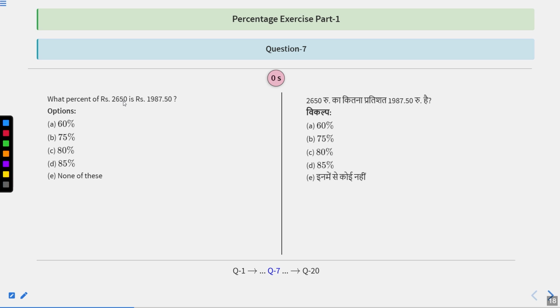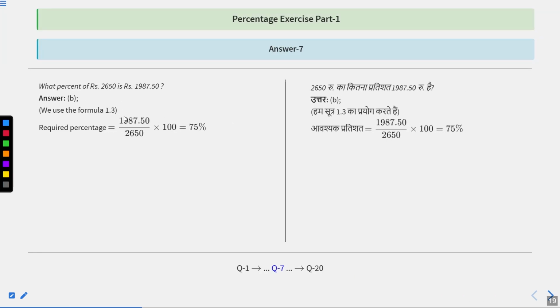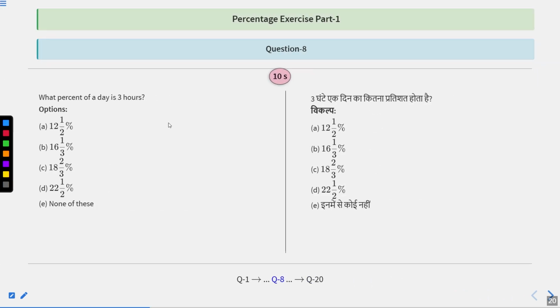Now time's up. We'll see the solution. Again we use formula 1.3 for the required percentage. We take the value 1987.50 in the numerator and 2650 in the denominator and multiply by 100 because we need the percentage. When you calculate it, you get the answer 75%. Correct? Now, next one. What percent of a day is 3 hours? You have 5 options. Now you have 10 seconds to solve this question.